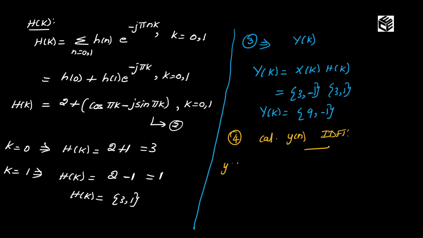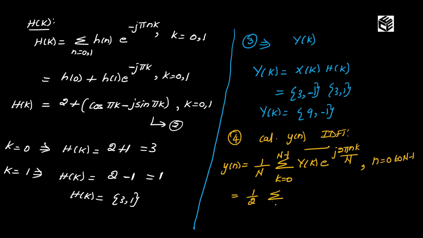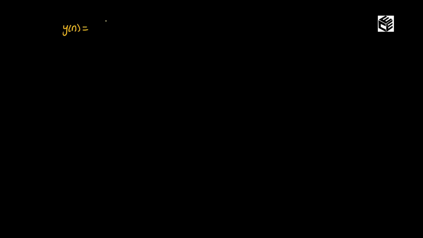Correct. We know the IDFT formula as y of n is equal to 1 by N into summation k equal to 0 to N minus 1 y of k e power j 2 pi n k divided by capital N, where n is equal to 0 to N minus 1. Here the value of N is equal to 2. Therefore, I am rewriting this as 1 by 2 into summation k equal to 0, 1 y of k e power j pi n k, where the value of n is 0 and 1. Expanding this, I will get the answer as y of n is equal to 1 by 2 into y of 0 plus y of 1 into e power j pi n, where the value of n is 0 and 1.